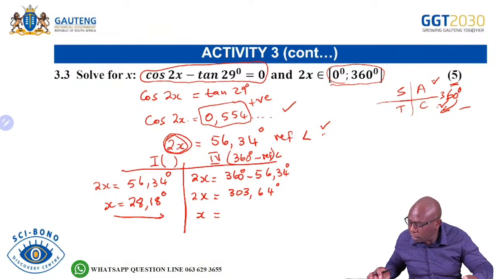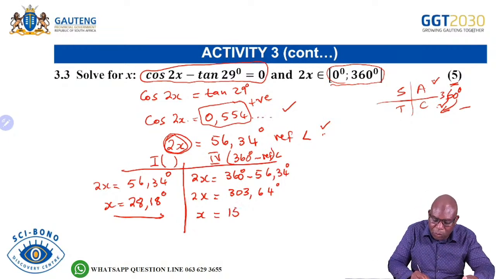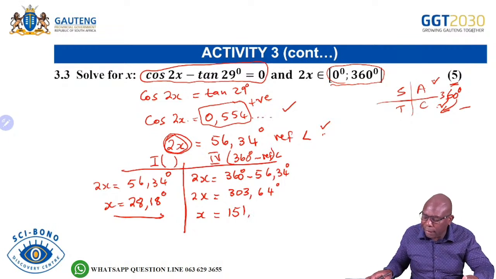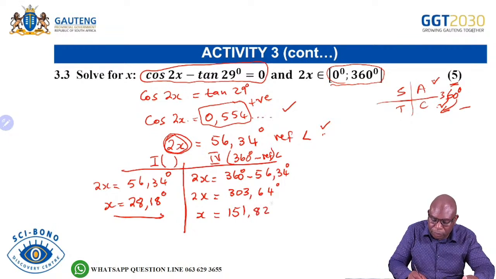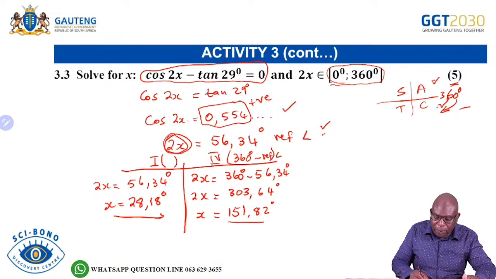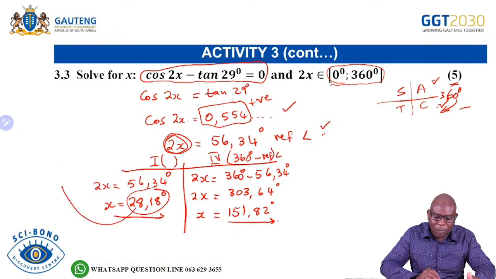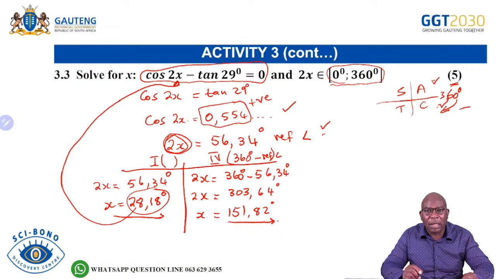Let me just quickly check here. When I divide that by 2, I get 151 degrees, 82. Okay, so those are my 2 answers. For me to check, I can take that angle and substitute it there, and then see if I get a number that is close to 0. Remember, we rounded off, so I must get a number which is close to 0.